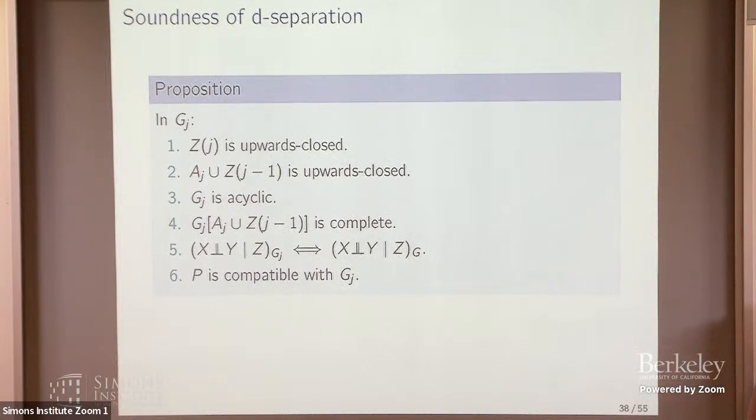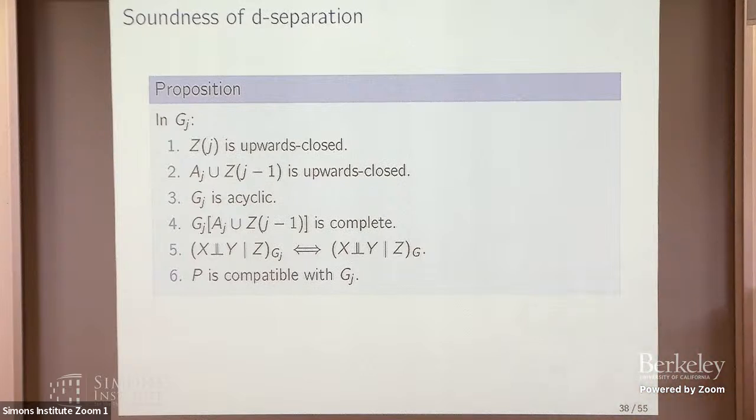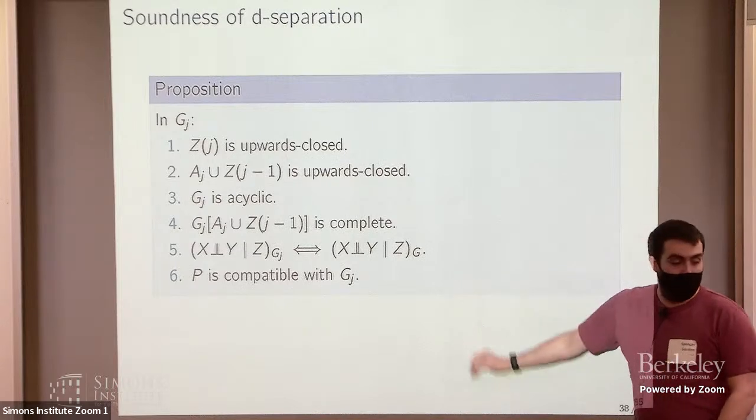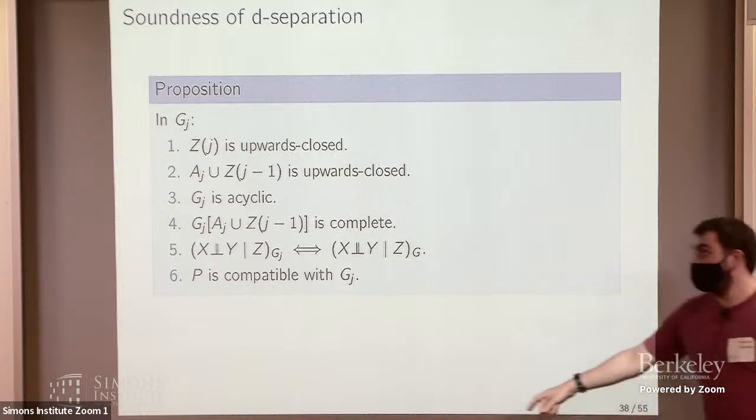But then the final observation is that our original distribution is compatible with GJ, the graph we're working with now. So if you buy all of these claims, then it will follow relatively straightforwardly that, let's take this for granted for the time being, and I'll show you how this implies the conclusion, and then we'll go back and prove what I think is the most interesting part right here.